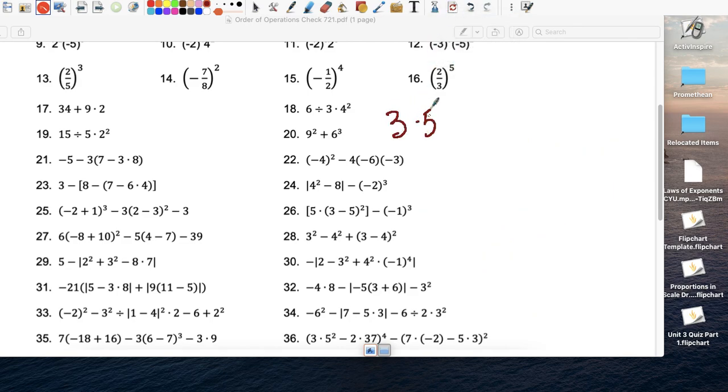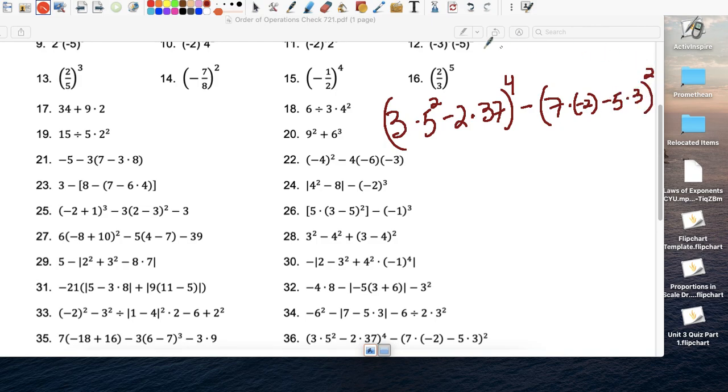Three times 5 to the second power minus 2 times 3 to the fourth power minus, parentheses, 7 times negative 2 minus 5 times 3 to the second power. Oh, they use a big number. Oh, I wonder why they use 37. All right, let's simplify what we can. First of all, it's 3 times 25, okay, minus, and I'll do 2 times 37. I can do that without changing anything. So 2 times 37 is 74.